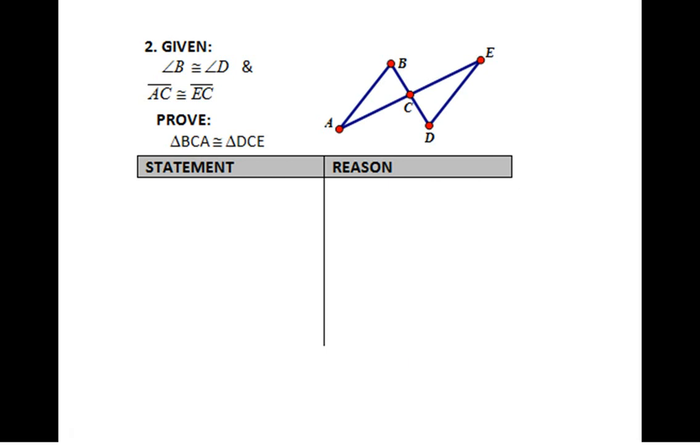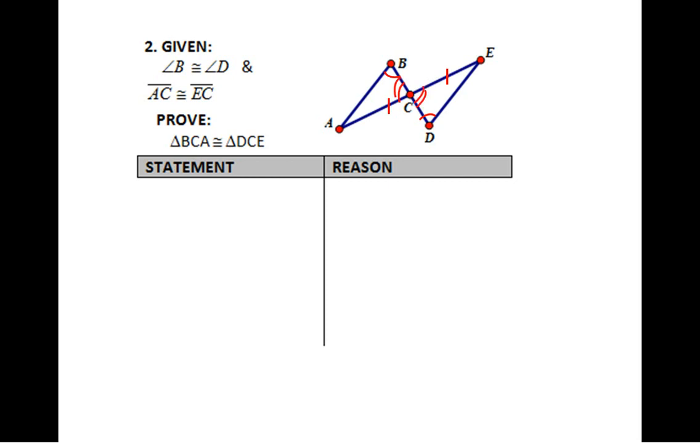They're giving us angle B congruent to angle D, so I mark that. They're giving us AC congruent to EC, so I mark that. I'm out of givens, and I've only used 2 pieces of information, so I need a third. Again, you always look for vertical angles or reflexive property. It's the only thing you're allowed to assume from a picture. In this case, we have a pair of vertical angles.